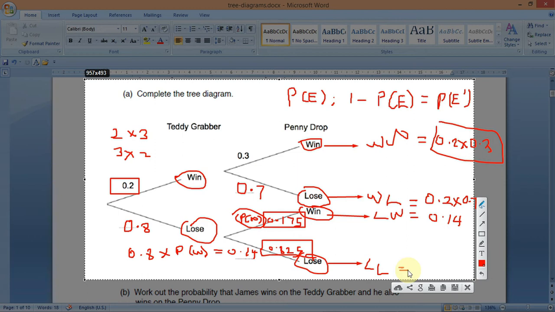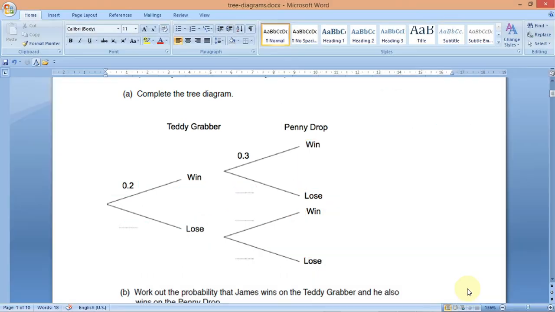So let me just complete everything. Win-win is 0.06. Lose-lose will be 0.8 times 0.825, in case I need the information later. They didn't ask me for those though. So that is 0.66. Okay guys, that was a cool one. I'm going to exit now and go to the next question.